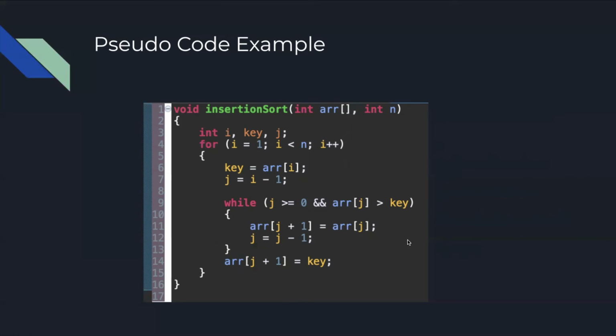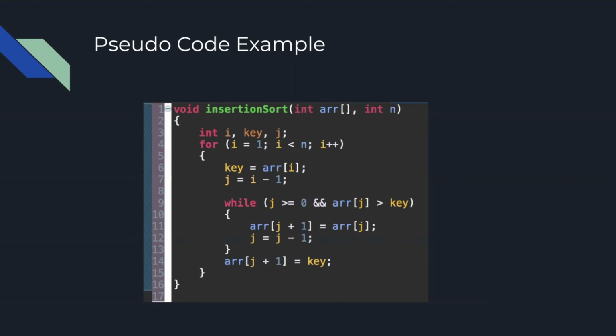And once it's finished running through and it gets to i being equal to the length, your array will be sorted in order from least to greatest. So that's the pseudocode for insertion sort.